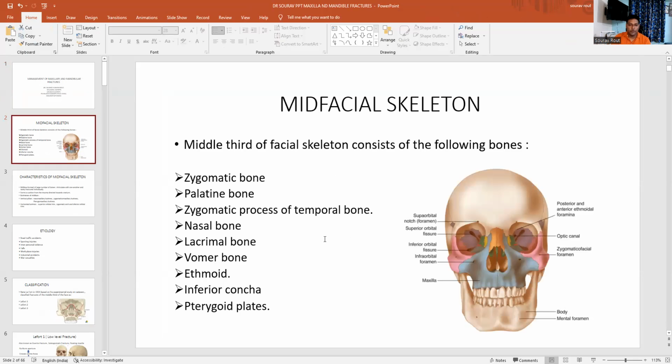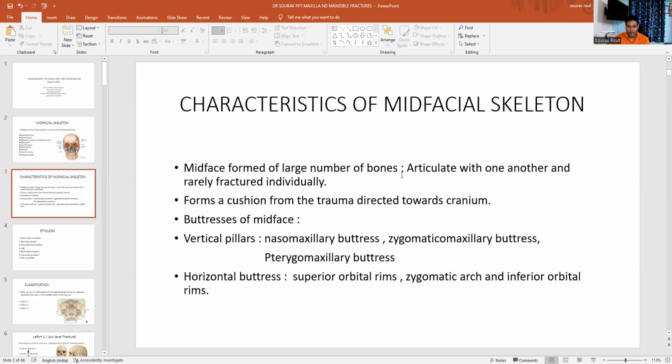So coming to the first slide, the midface skeleton is made up of the zygomatic bone, palatine bone, zygomatic process of temporal bone, lacrimal bone, vomer bone, ethmoid, and pterygoid plates. The characteristics of the midface skeleton: the midface is formed of a large number of bones which articulate with one another and rarely fracture individually. It forms a cushion from trauma directed towards the cranium.